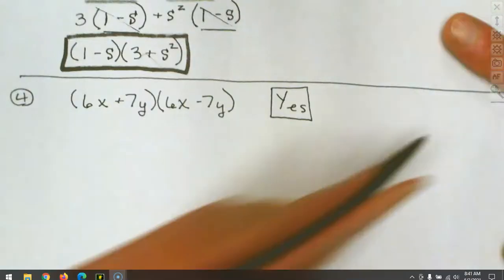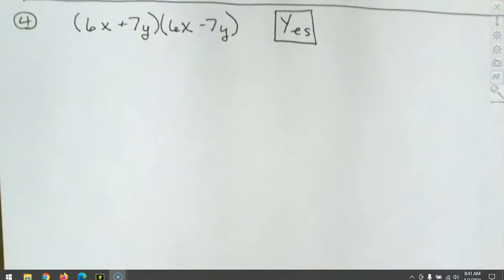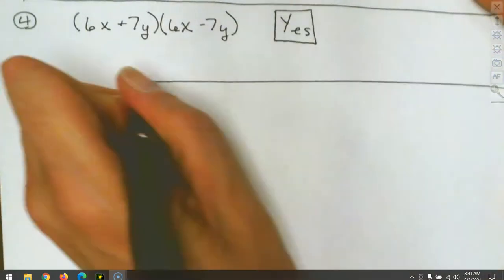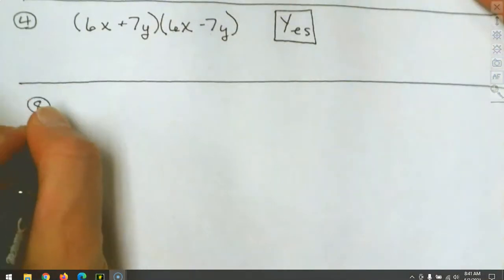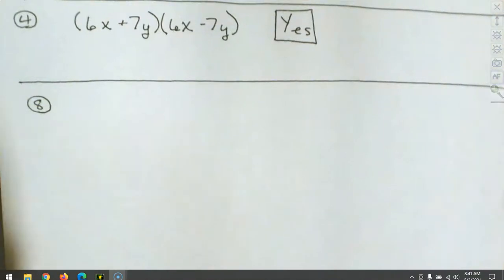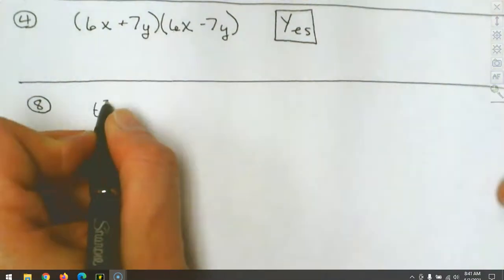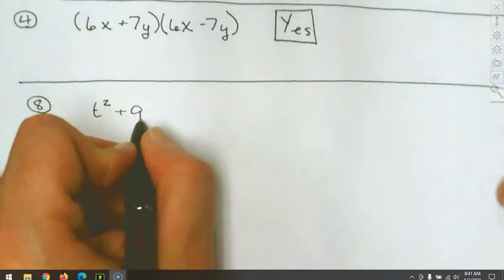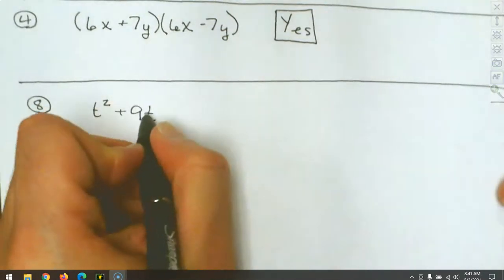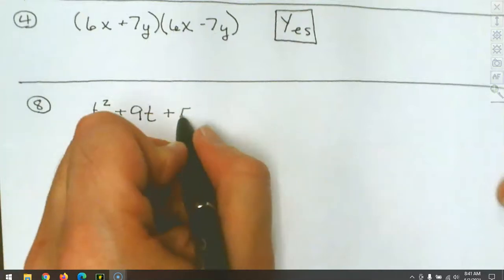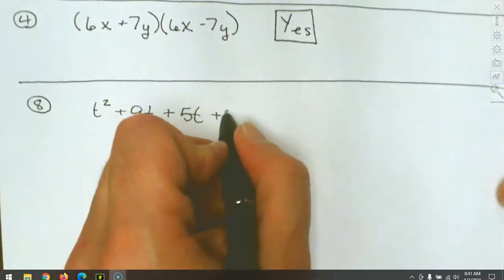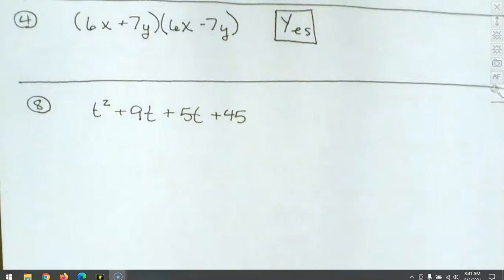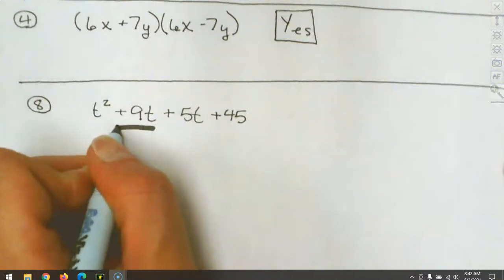Question 8 is another factor by grouping problem. What we have on question 8 is t squared plus 9t plus 5t plus 45. We've got our 4 terms, so that tells us that we need to factor by grouping.